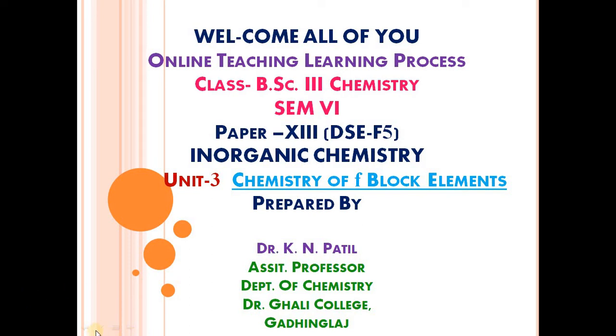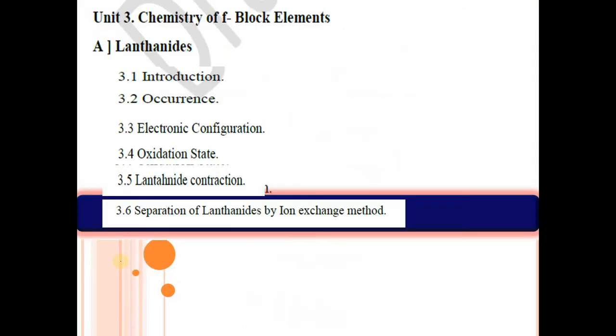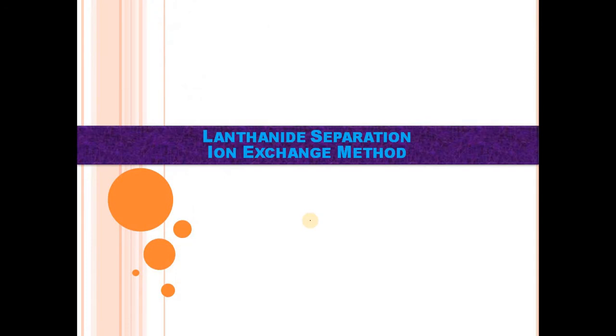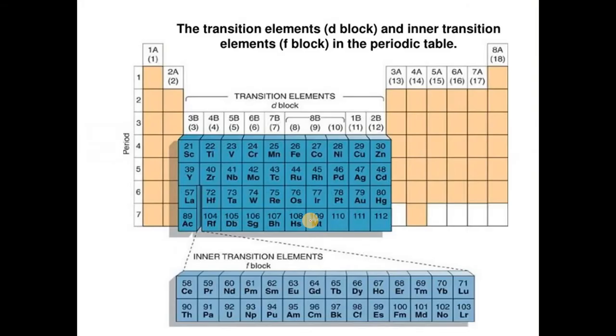We have started paper number 13, inorganic chemistry, in which we have started unit number 3, chemistry of f-block elements and their part A, lanthanides. In our last lecture we have completed the point about the lanthanide contraction, and in this lecture we will see separation of lanthanides by ion exchange method. Lanthanide separation by ion exchange method.